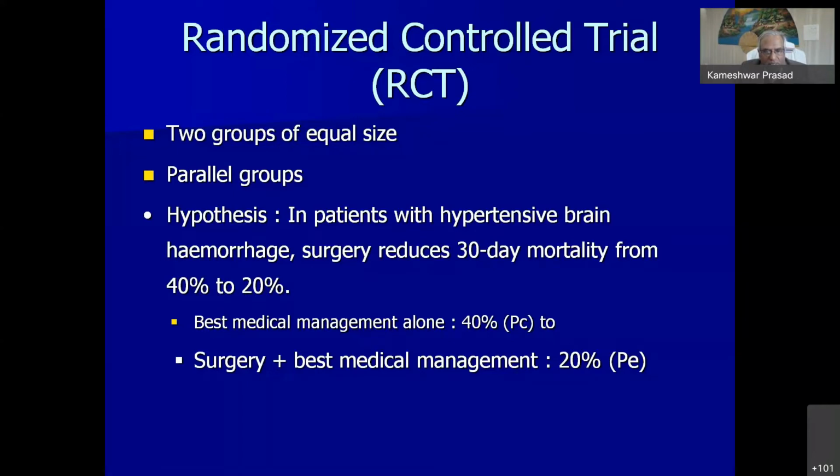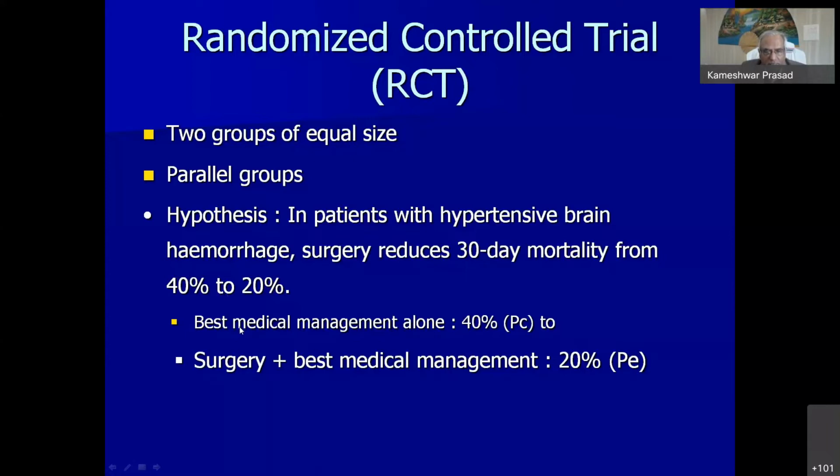So it is just an example. You may think 5% is also clinically important, 10% is also clinically important, but just for an example, I have taken this so that we can go ahead with the calculation.